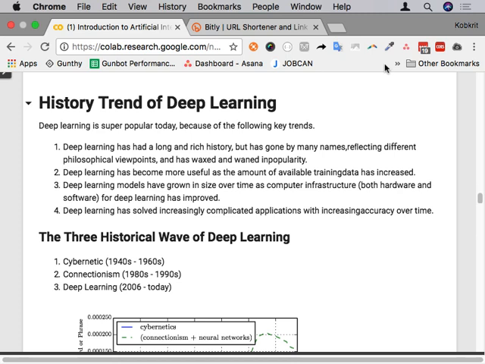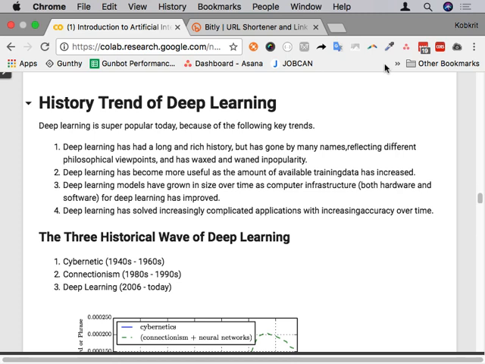The first one, deep learning has a long and rich history. It's gone by many names, something like cybernetics, something like connectionism. If you heard that, you are very old. It has a long history and became actually useful nowadays. The second one is it becomes more useful when the amount of available data grows. We are entering the big data era, and deep learning is something like the killer for that.